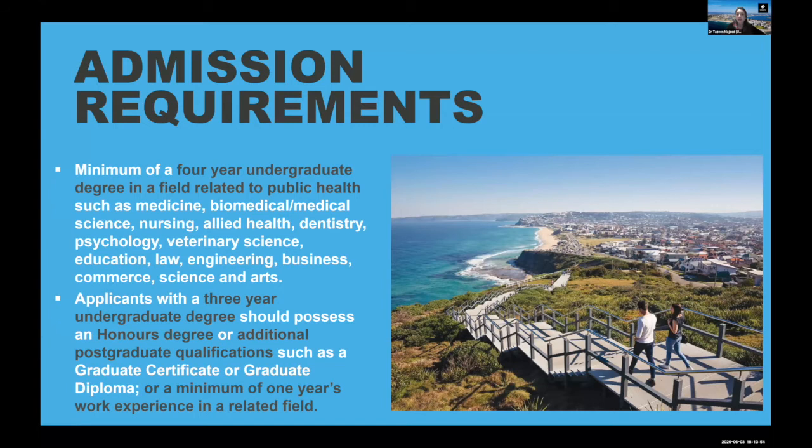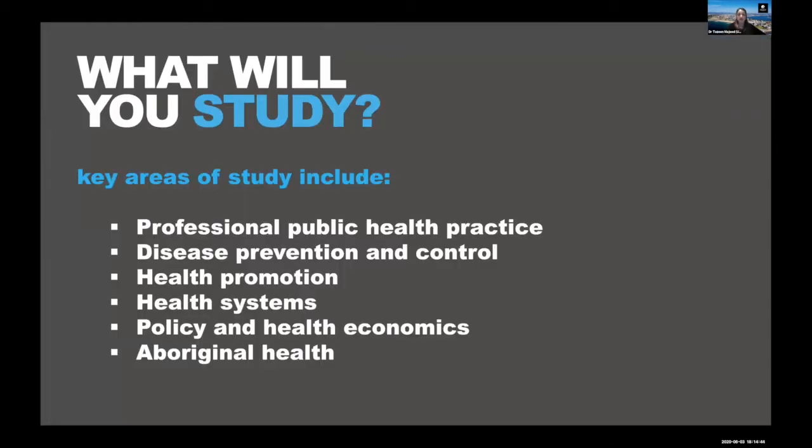There are some admission requirements, which are, again, very easy. We want you all to succeed and get admission. There's a minimum of a 4 year undergraduate degree in a field related to public health, such as medicine, biomedical or medical sciences, nursing, allied health, dentistry, psychology, veterinary science, education, law, etc. Applicants who have a 3 year undergraduate degree should have a master's degree or additional postgraduate qualifications, or they must have a minimum of 1 year of work experience in a related field. We have an amazing admissions team at UON who will help you with your admission requirements as well, and you can reach out to me or to them about this.